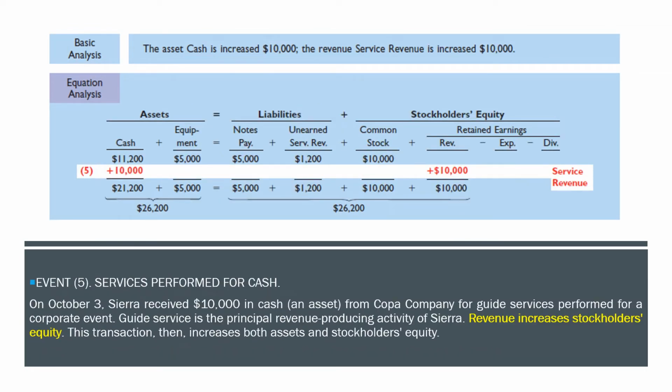So, event 5, service performed for cash on October 3rd. Sierra received $10,000 in cash and an asset for the company for guide service performed for a corporation event. Guide service is the principal revenue producing activity of Sierra. So revenue increases stockholders' equity. This transaction then increased both assets and stockholders' equity.